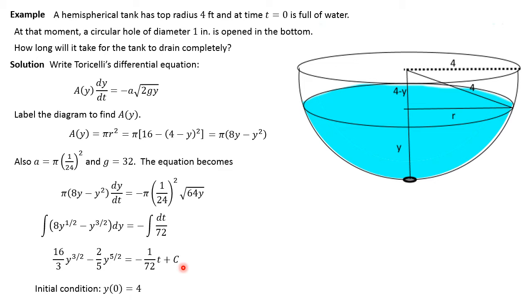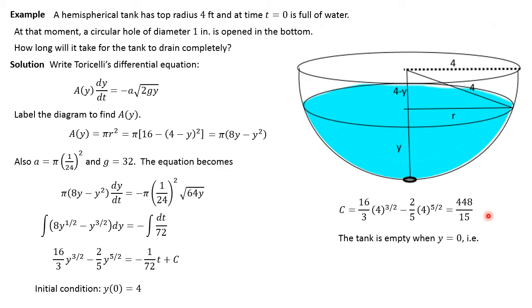And now we apply our initial condition, which is that the height of the water at time 0 was 4. Recall that the hemispherical tank was full at time t equals 0. And since the tank has height 4, we conclude that y of 0 is 4. Now we can take this whole equation, plugging in 0 for t and 4 for y, and we find that c is equal to this number here, 448 over 15.